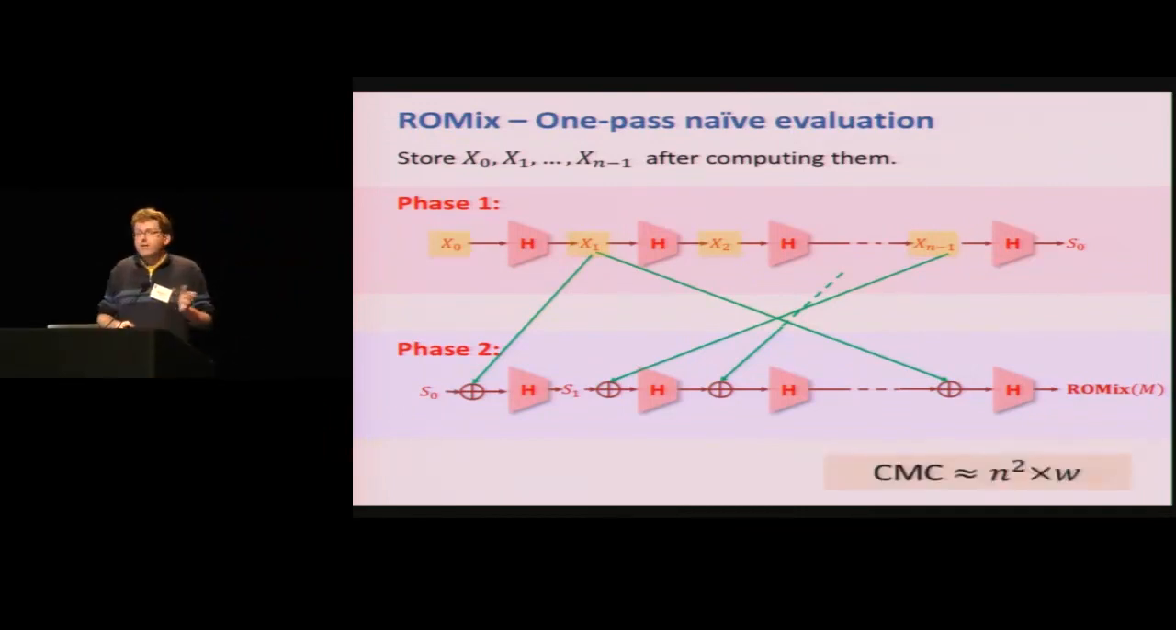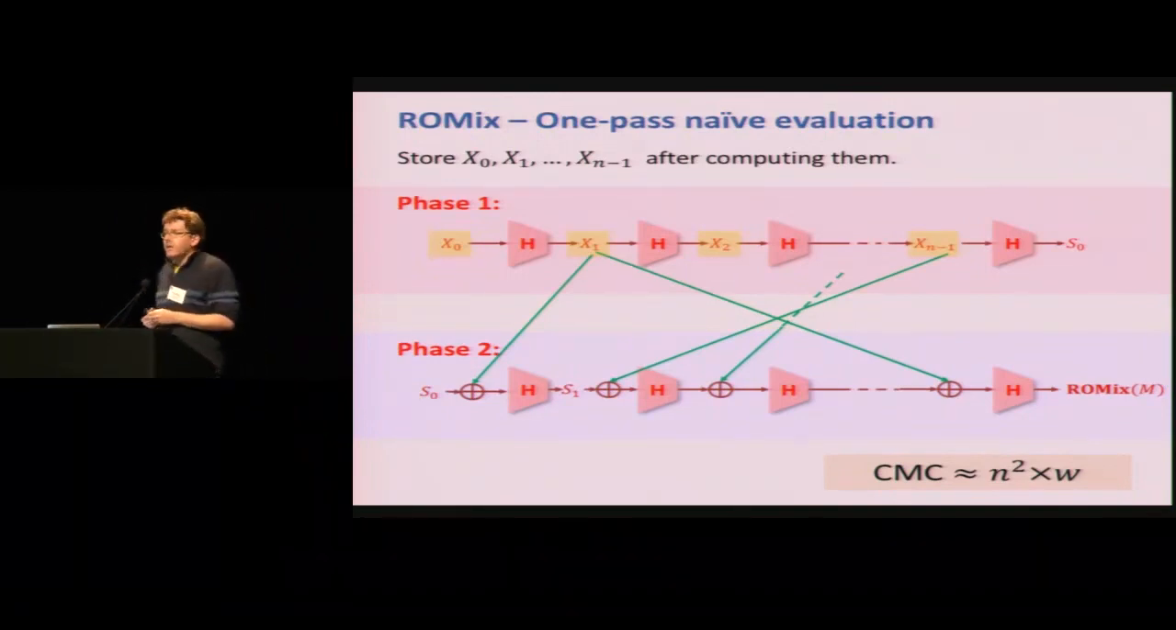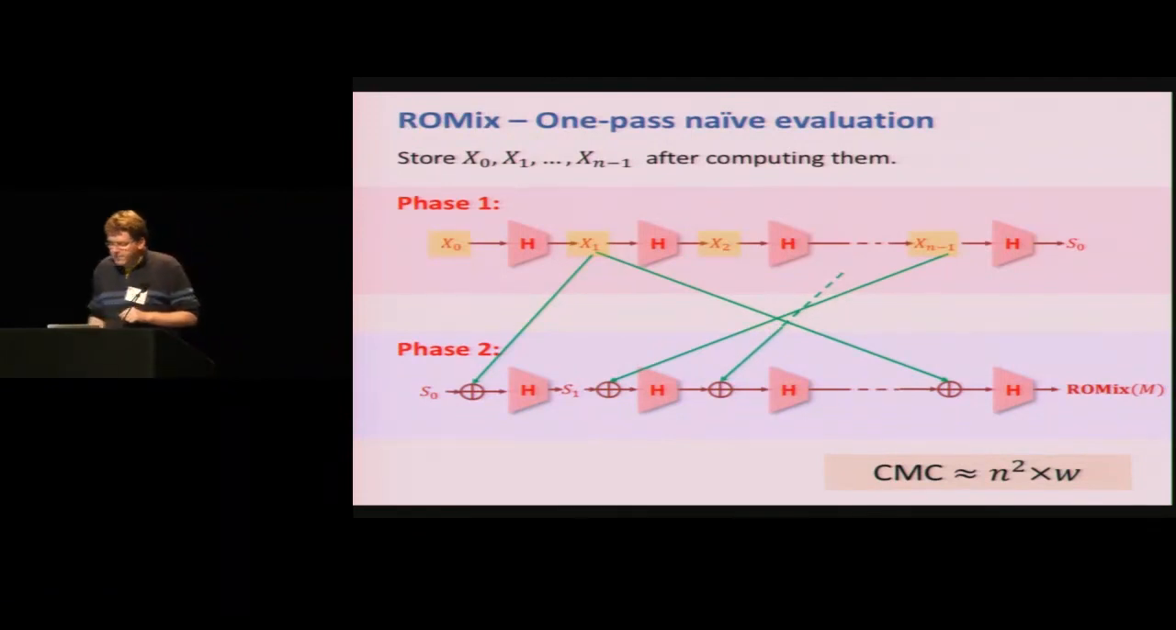So if you think now about our cumulative memory complexity, you have a linear number of steps. You can store up to n times w bits. So the cumulative memory complexity is going to be n squared times w bits, right? Roughly. I'm omitting constants here, okay?